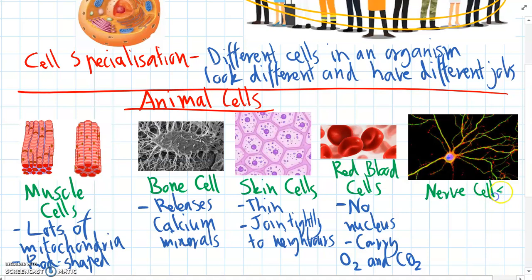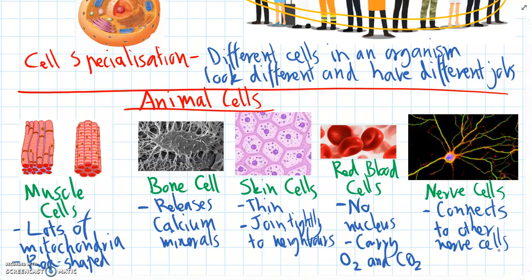Another important cell for animals is a nerve cell. So we can see here it has long, thin strands, and that's because each strand connects to other nerve cells. And that's how our cells can communicate along nerves, and it's how our brain can have complicated thoughts and memories.